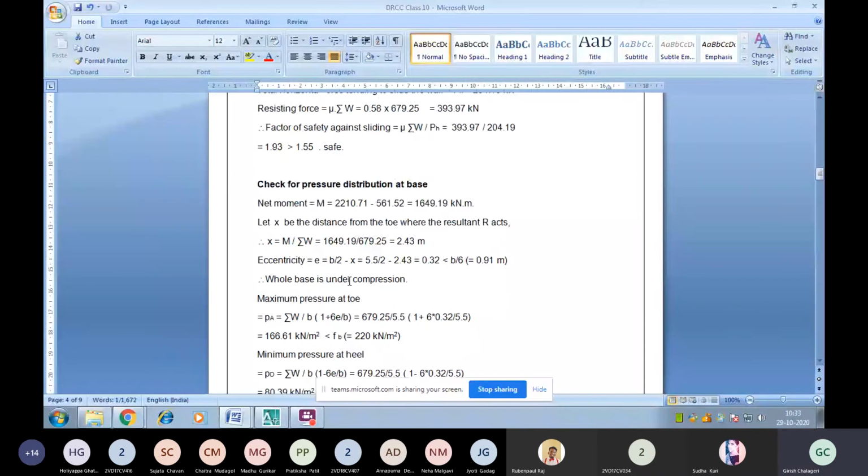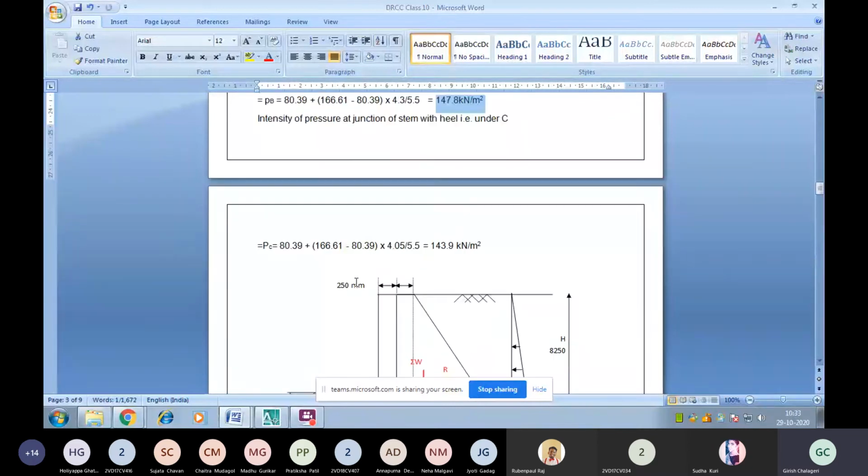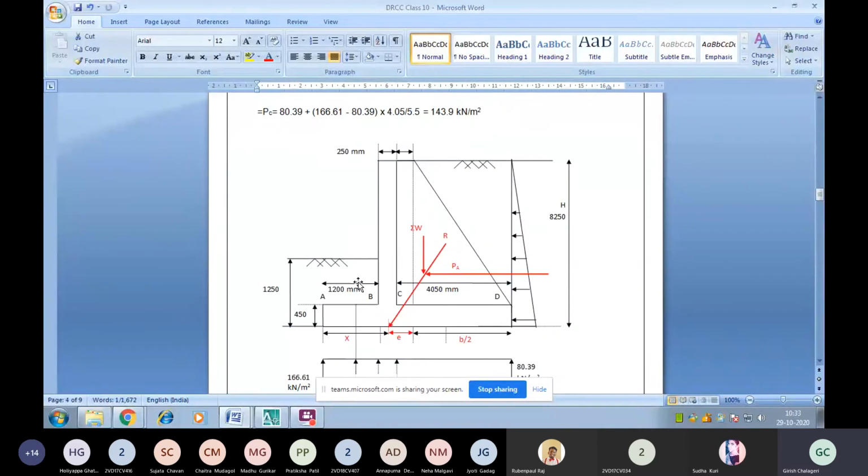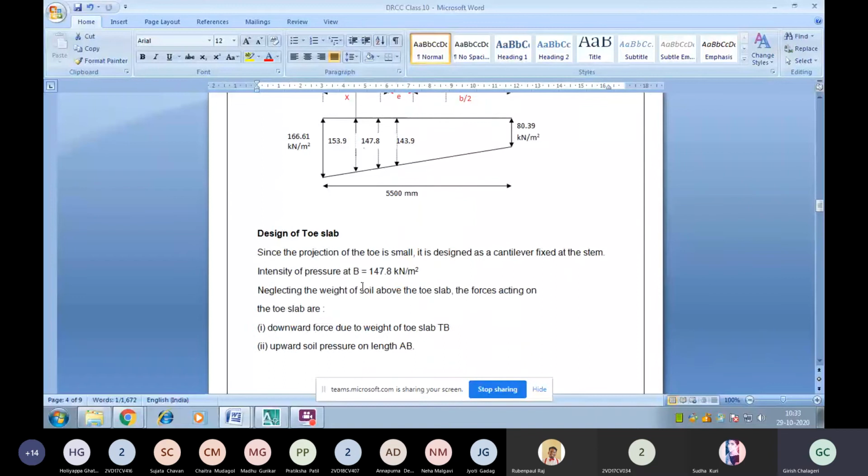We have found the pressures, and both are well within the SBC and more than the 0 value. So the criteria for stability, whatever we checked against overturning, against sliding, and under pressure, all are safe. Next, we can start the design of the components one by one. We have four components we are designing here: one is the stem, one is the heel, the other one is the toe.